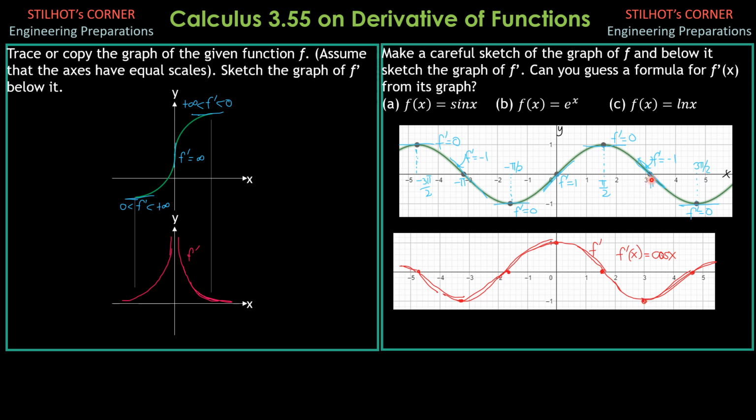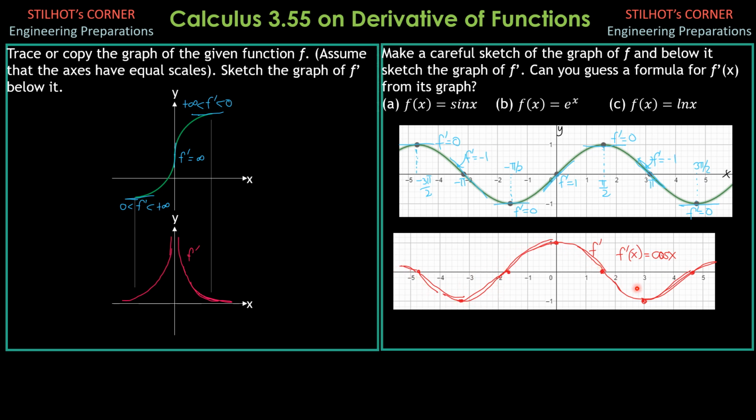Then we just copy this part because it's the same as that. So copying the graph of f prime for this part, which is this part here, we just copy. So that's it. That's the graph of f prime.